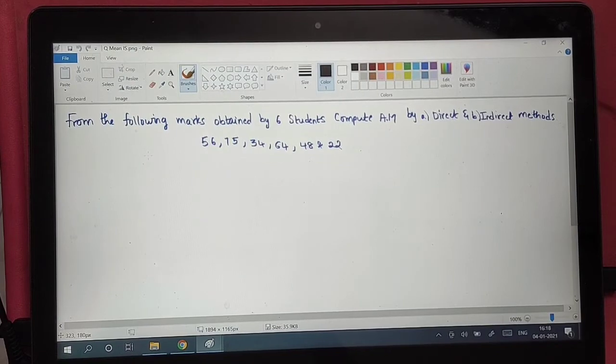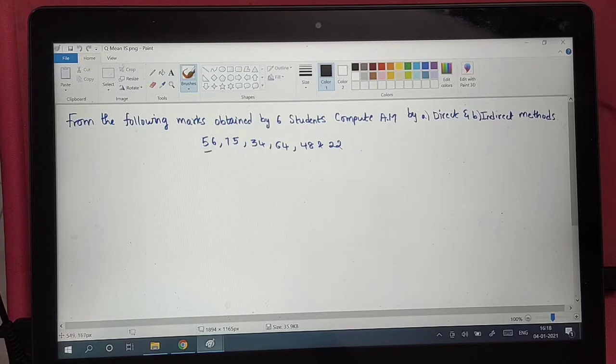From the following marks obtained by 6 students, compute the arithmetic mean by the direct method and the indirect method. So we have these numbers given to us. These are the different marks obtained by 6 students, so n equals 6, the number of students. When you want to solve using the direct method, your formula is sigma x by n, which is the sum of observations by the number of observations.